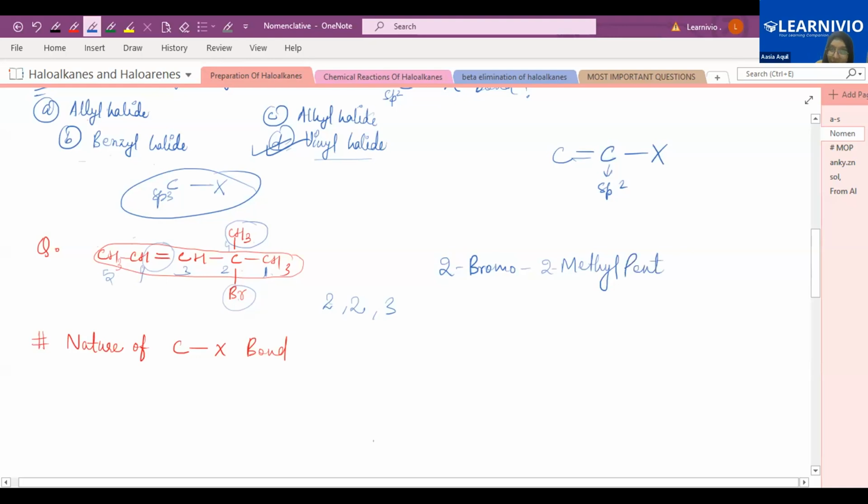Pent. Now on the third position there is a double bond, so we will write pent-3-ene. Pent shows that the parent chain is of 5 carbons, right? And 3 tells that on the third carbon there is a double bond. So that's it. 2 bromo, 2 methyl, pent-3-ene. That's the name of this compound. Got my point?